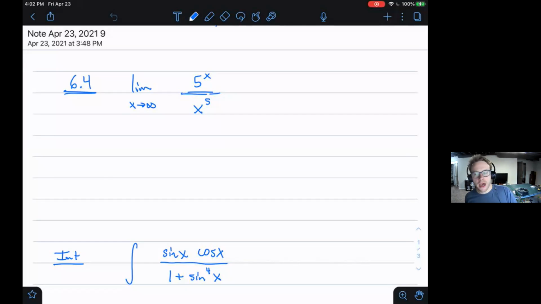First off, we have a limit question. Limit as x goes to infinity of 5 to the x over x to the 5th. I'm not exactly sure where this came from. It's very possible that this was a WeBWorK question or whatnot.